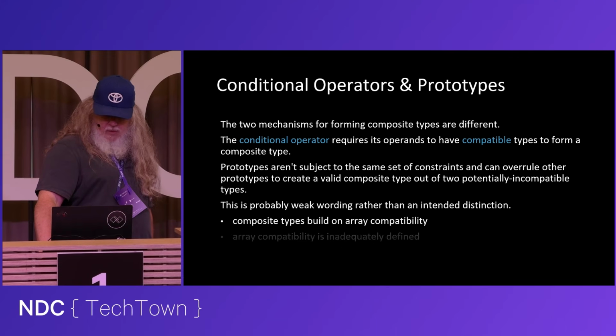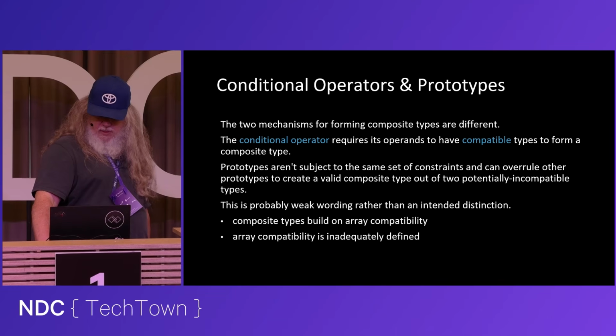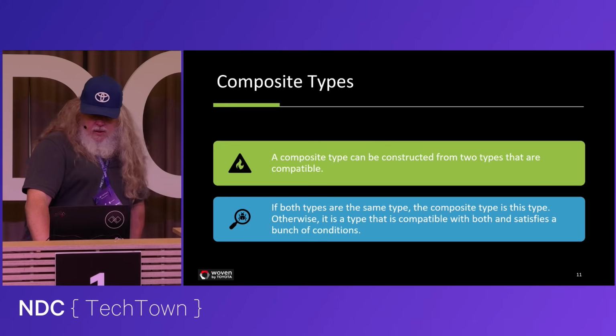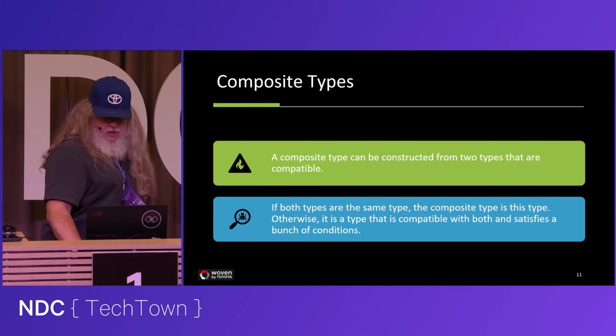Composite types, again, build on array compatibility, and the issue here is that the compatibility is not really precisely defined. Composite types can be constructed from two types that are compatible. If both have the same type, that's the composite type. Otherwise, its type is compatible with both and satisfies a boatload of conditions.